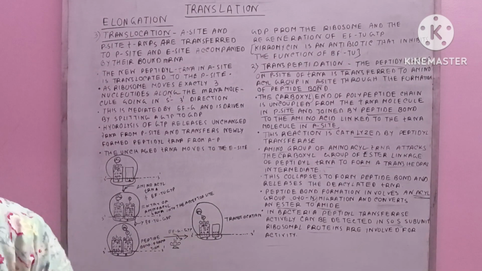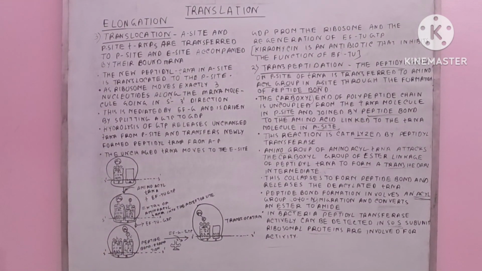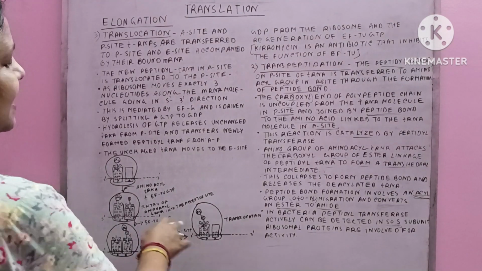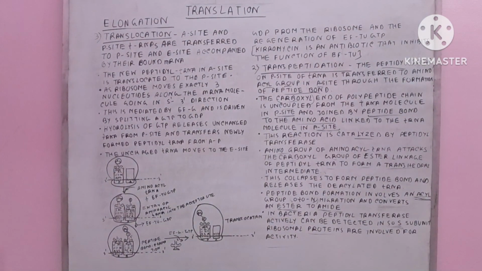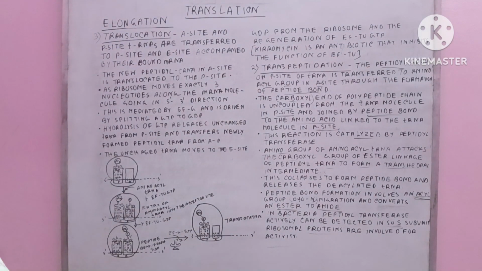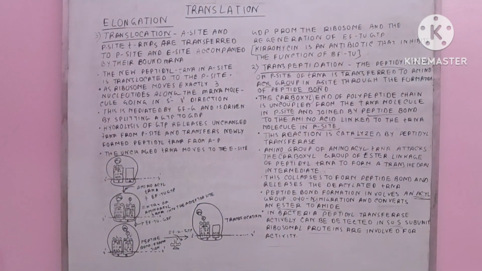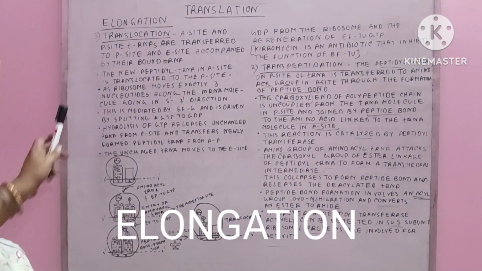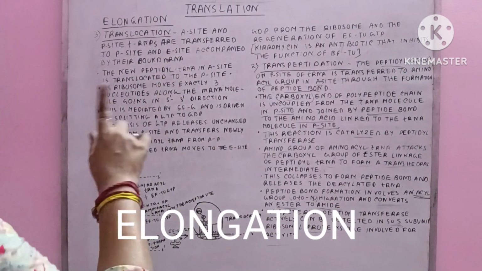So hydrolysis of GTP is also necessary for this. And here another site is also present, the exit site, that is the E site. So it is transferred to the E site and then released from the ribosomal subunit. Clear? So this is the elongation process that I have explained here.